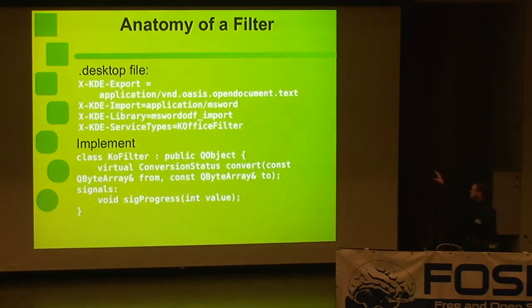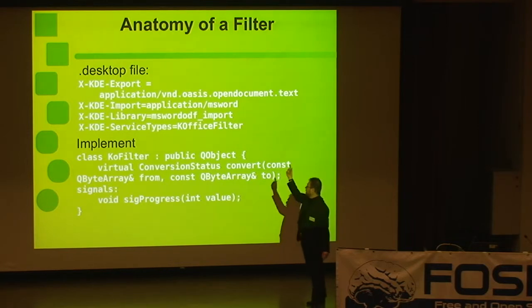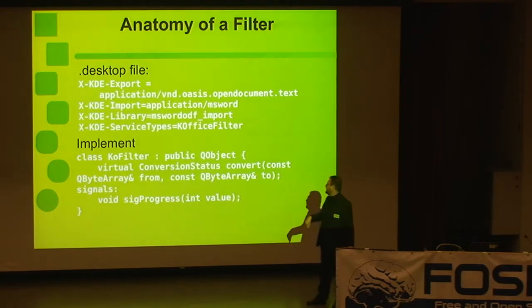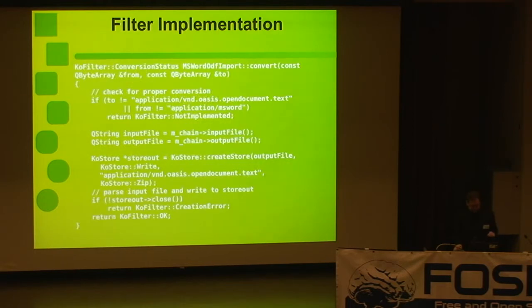So let's look at what a filter looks like. A filter is really simple. You have a desktop file, and a desktop file defines which MIME type you go from, which MIME type you go to. And then in your implementation, you implement a convert function that takes as arguments those two MIME types, from and to. And then now and then you tell the application that you've made progress in your conversion. Otherwise, the user will think your application will hang. This is more or less a filter.